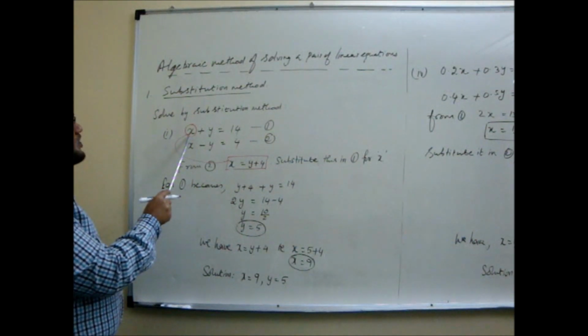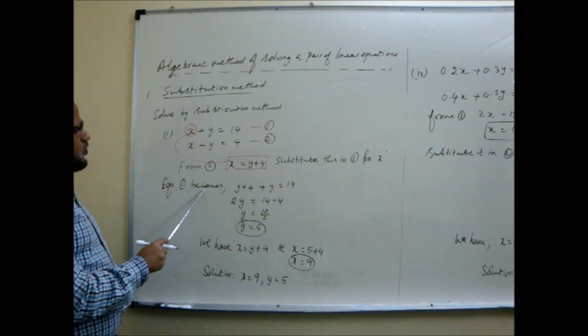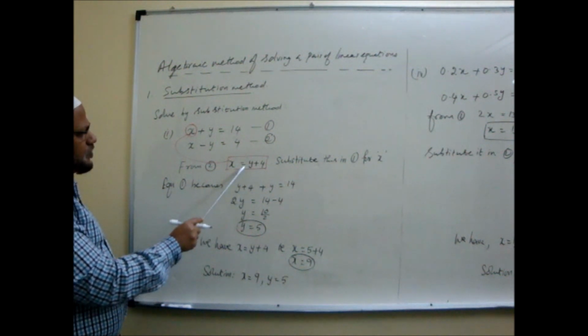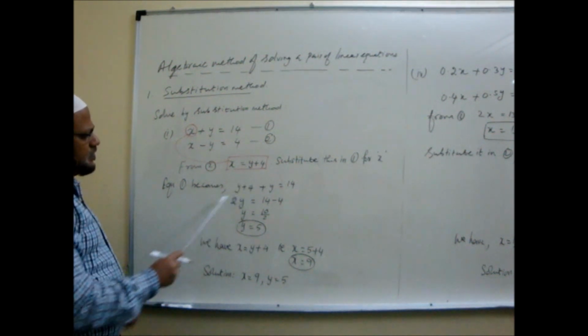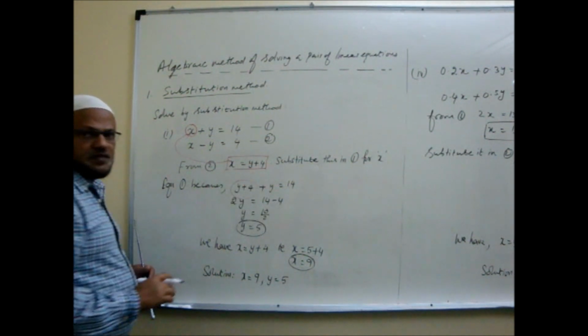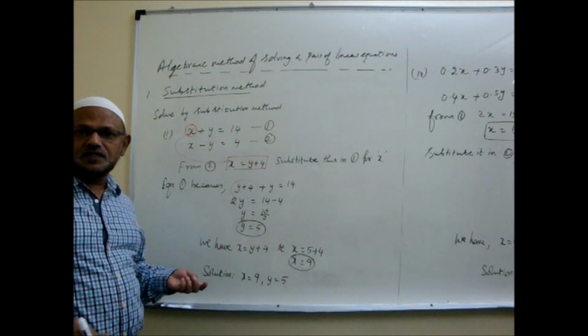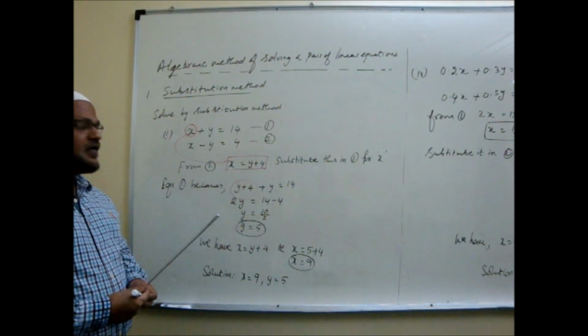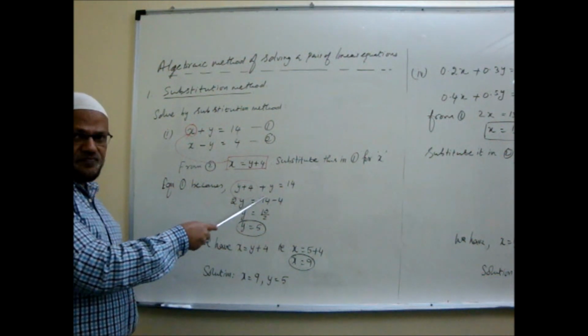So what happens to the first equation? Equation 1 becomes x plus y, means y plus 4. I put this y plus 4 for x. So it will become y plus 4 plus y is equal to 14. So now how many variables are there? There is only one variable, y alone. You can find the value of y from here.